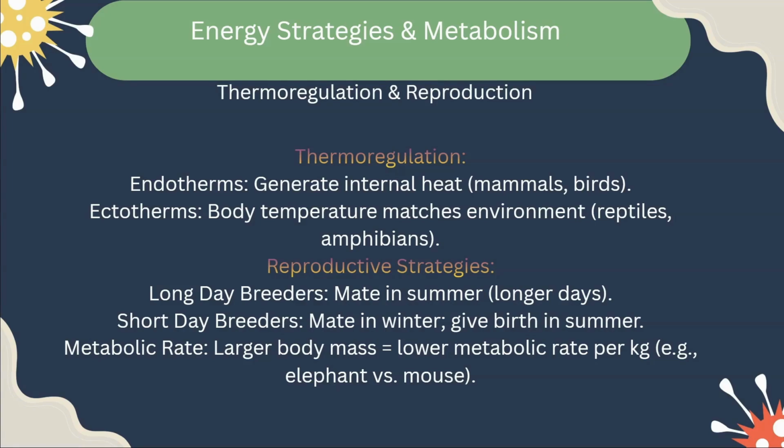Long day breeders mate in summer, longer days. Short day breeders mate in winter, they give birth in summer. The metabolic rate: a larger body mass equals a lower metabolic rate per kilogram, like elephant versus the mouse.